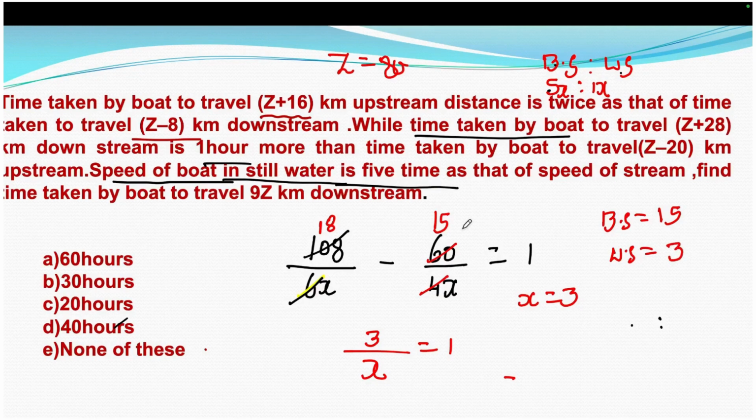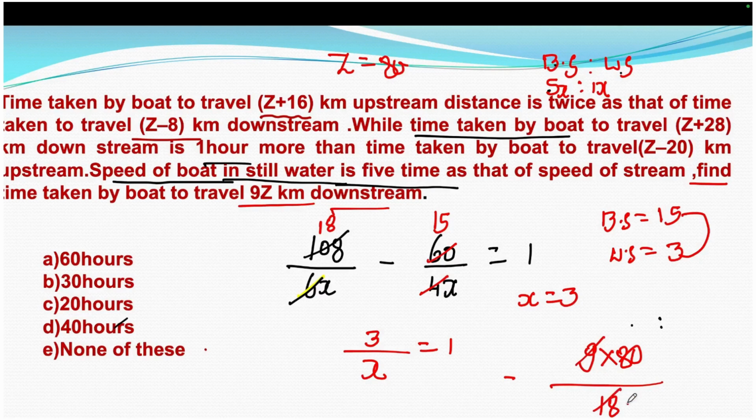Now finally again, what are they asking? Now I need to find out the final question: find the time taken by the boat to travel 9z kilometers. 9z, 9 into the z value, which is 80. In which direction are they traveling? Downstream. Downstream means 15 plus 3, 18. So your answer will be 9 twos are 18, 80 divided by 2 will be 40 hours. So 40 hours will be the answer.